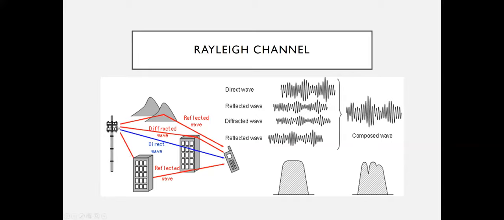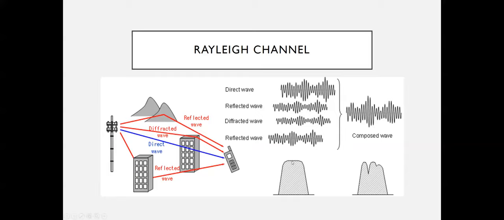But most of the time this is not happening, because the transmitter is not seeing the receiver and the receiver cannot see the transmitter. So here you can see that the wave is reflected off the mountain, or it is diffracted, meaning it is striking the edge of this building and the angle of the waveform is changed. And then again the waveform is reflected, and finally it is received at the receiver.